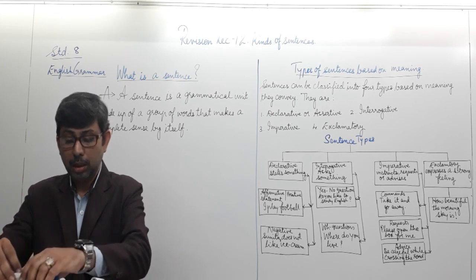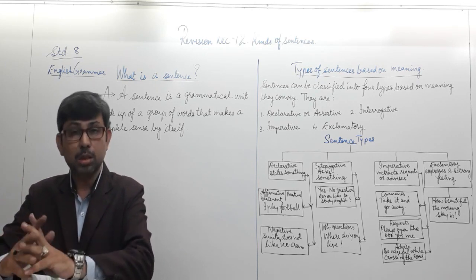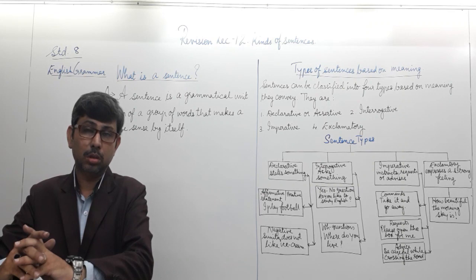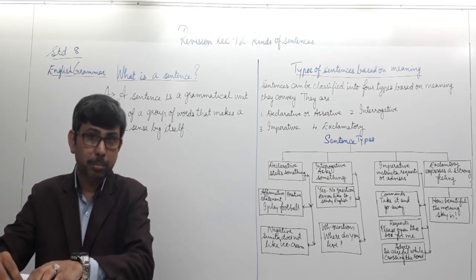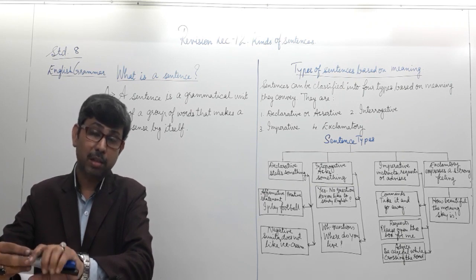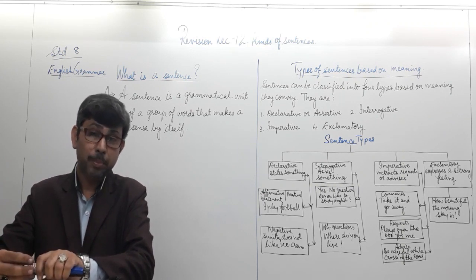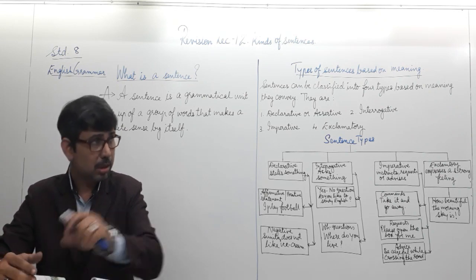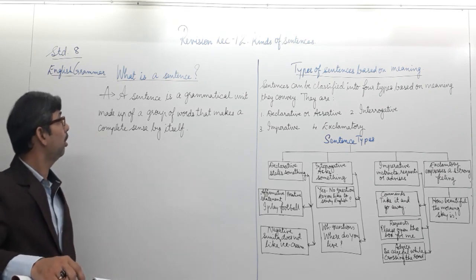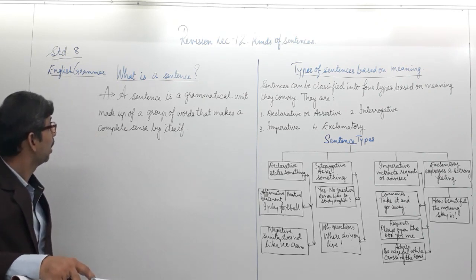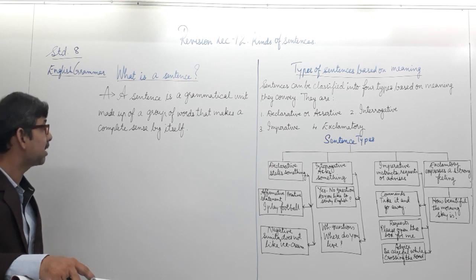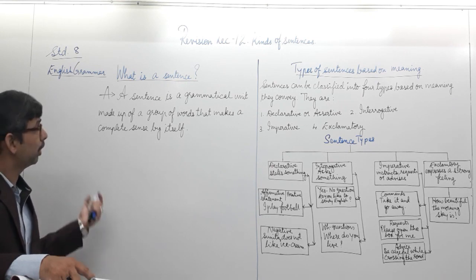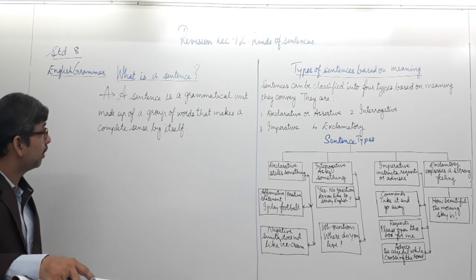Before we get into the actual thing, that's kinds of sentences, we need to answer a question: what is a sentence? Although we know about it, being a revision, we need to revise right from this grassroots level topic. What is a sentence? So accordingly, I put up the question on the board. To answer this, a sentence is a grammatical unit made up of a group of words that makes a complete sense by itself. I hope you've understood the definition that's given on the board.